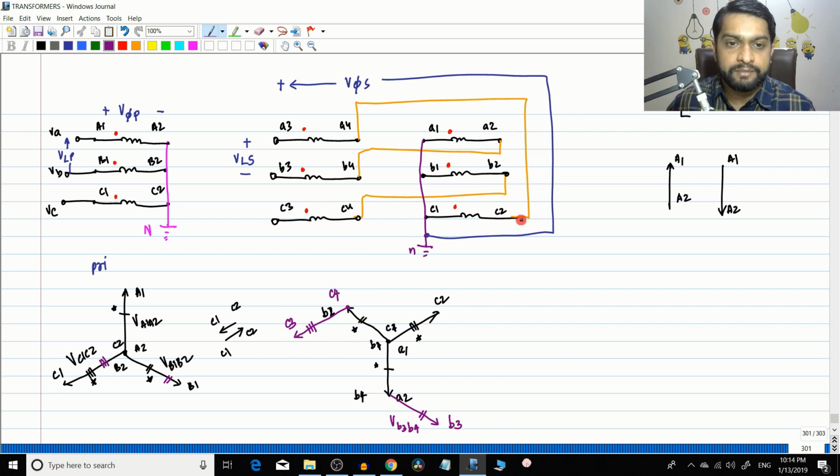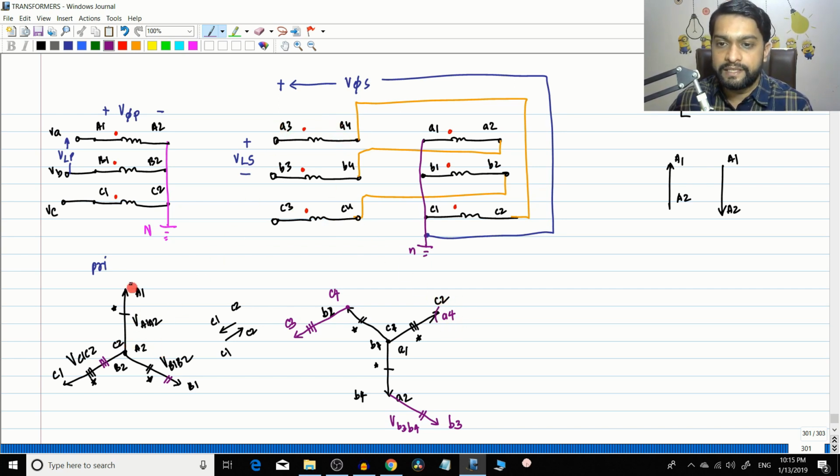Now the final connection is between C2 and A4, right? C2 and A4 are connected. C2 and A4 are equipotential, so C2 and A4 are the same point. So what is the vector that we have to draw? Sorry, we have to draw not C3, C4. We have come out like this, right? So we have to draw the vector A3, A4 now. A4 I have already marked, and now I have to draw A3, A4.